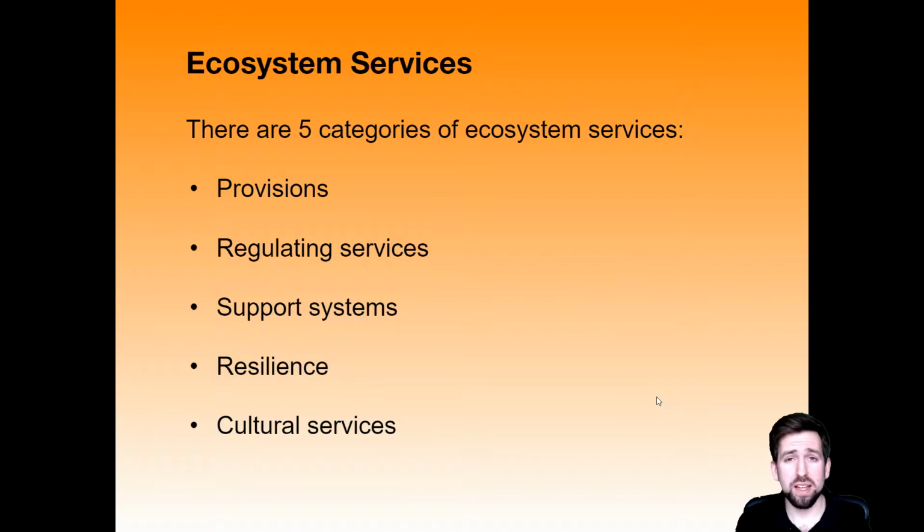So when taking a look at that instrumental value, we can say that the ecosystem has quite a few different services that it provides, and each ecosystem will benefit humans in one way or another, and that depends on really what it is. So there are 5 categories that we are going to talk about. First one is provisions, then you've got regulating services, support systems, resilience, and then cultural services.